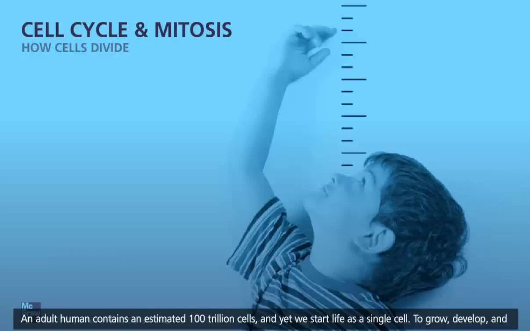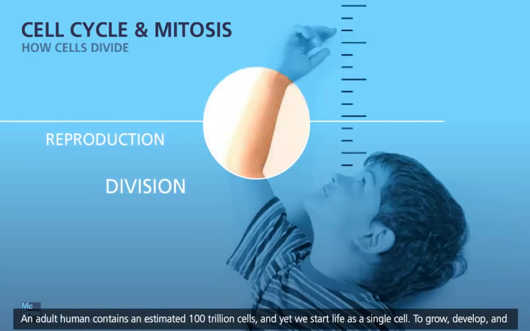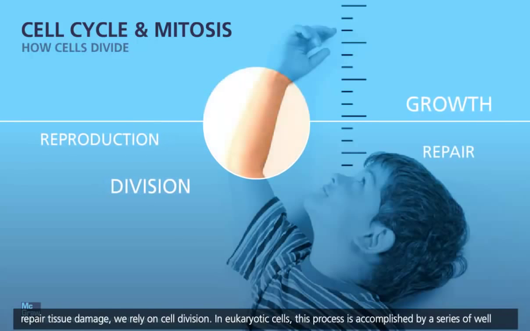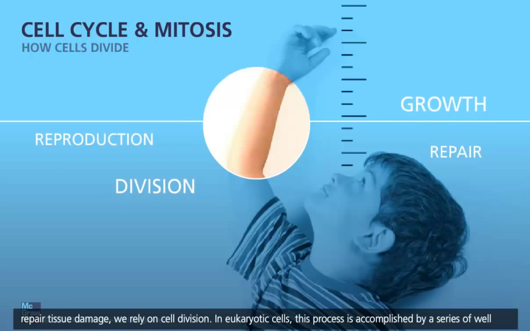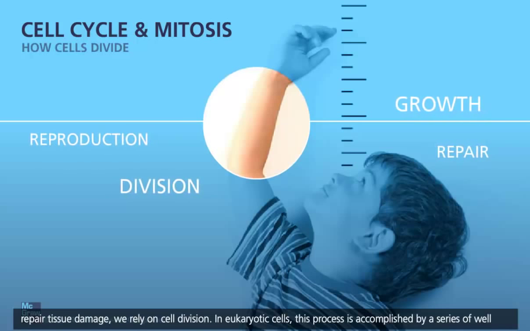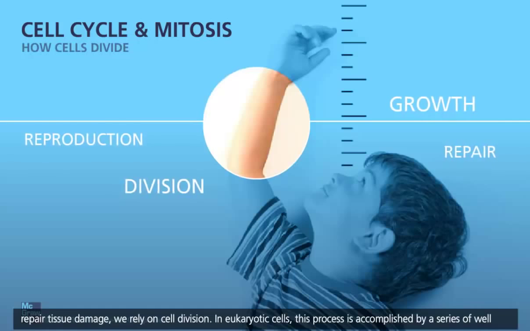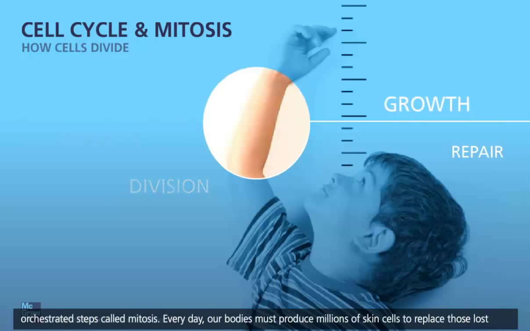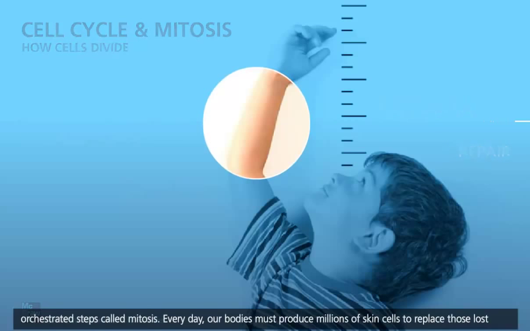An adult human contains an estimated 100 trillion cells, and yet we start life as a single cell. To grow, develop, and repair tissue damage, we rely on cell division. In eukaryotic cells, this process is accomplished by a series of well-orchestrated steps called mitosis.